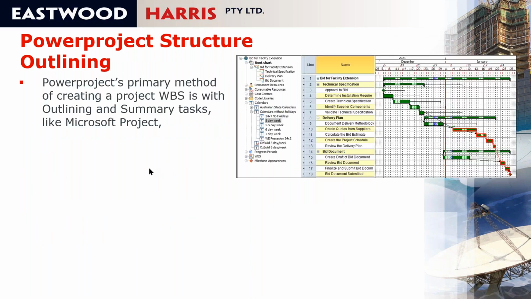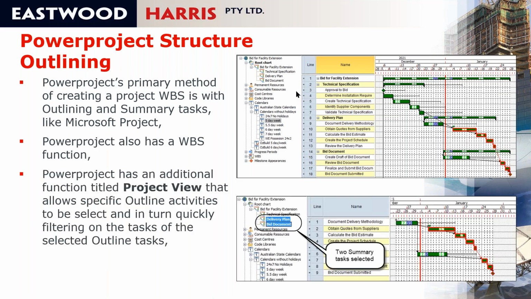Powerproject structure uses outlining, so we have summary tasks here. These are summary tasks with activities that's similar to the Microsoft Project structure. It also has a work breakdown structure function, but when you're using summary tasks, it has a function here called Project View, where you see the summary activities here, and you can select individual summary activities in the project view and just show the activities for those summary activities on the Gantt chart.